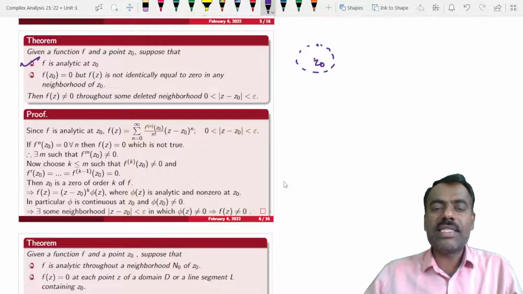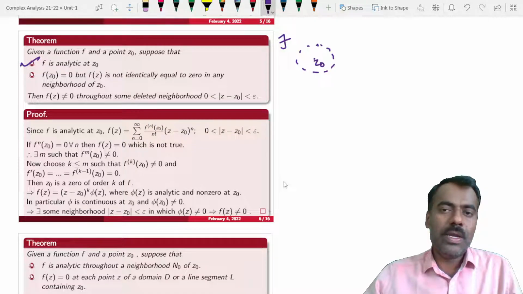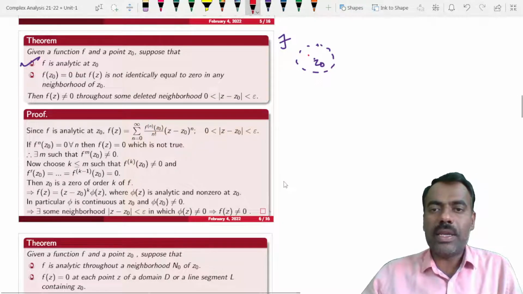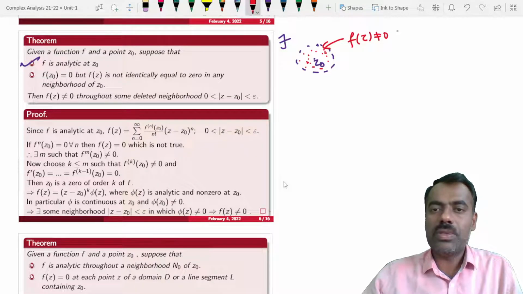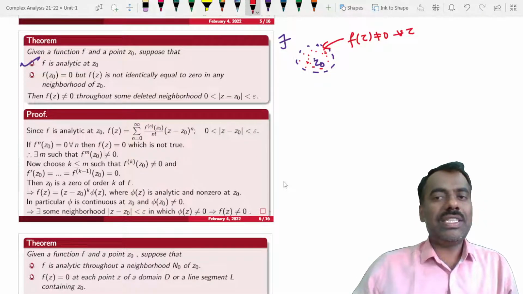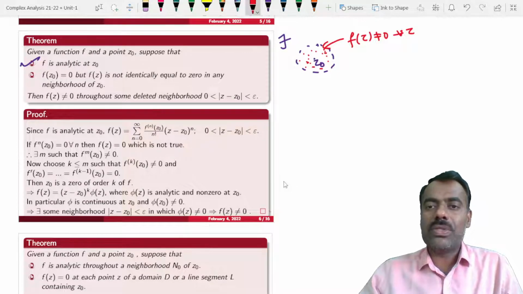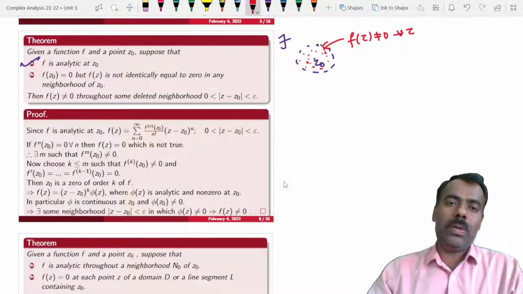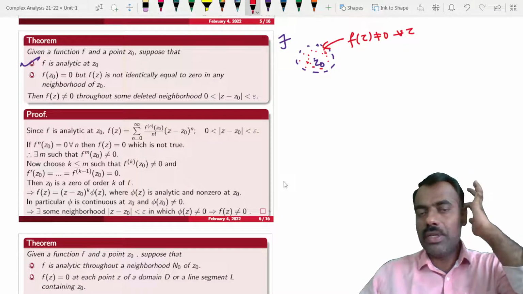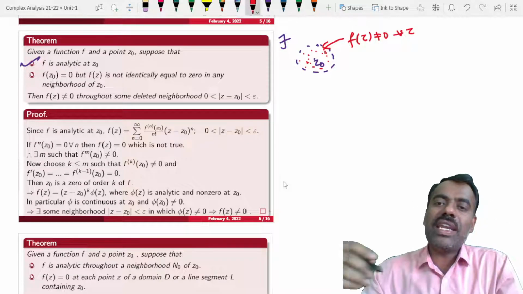Under these two conditions, we can say that there exists a deleted neighborhood of z naught such that if you take any point here, f of z is not equal to 0 for all z in this neighborhood. What is the meaning of that? We know z naught is a zero of f, so we are able to separate this zero from other zeros with the help of this neighborhood. That's why this zero is isolated. So this result is about when we can isolate zeros.